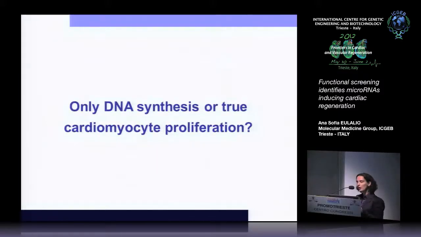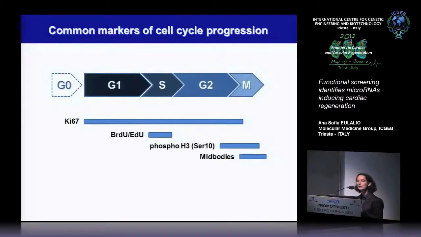So you can argue at this point that what I'm showing you is an increase in terms of DNA synthesis and not true cardiomyocyte proliferation. To answer this question, what we have done is to look at different proliferation markers. In the screen, we used Ki67 and EdU incorporation, and now we looked for these 40 microRNAs in two different proliferation markers, namely phosphorylation of histone H3 on serine 10, which labels cells in late G2 or undergoing mitosis, and the presence of midbodies, which is a structure formed when the cell is undergoing cytokinesis.